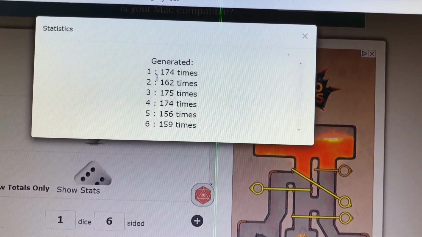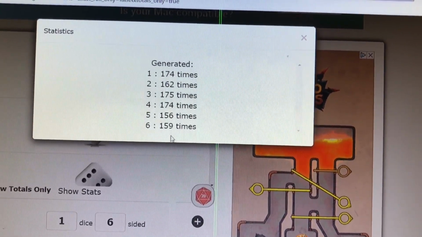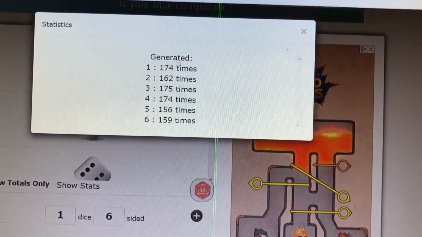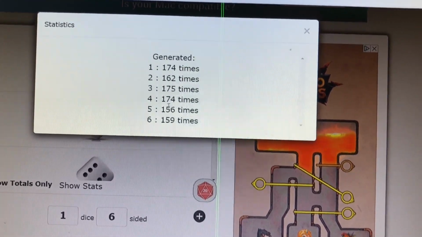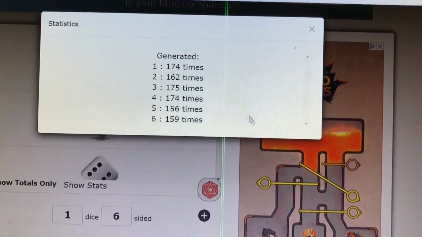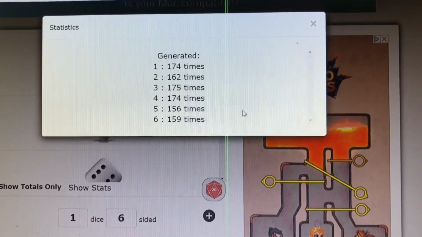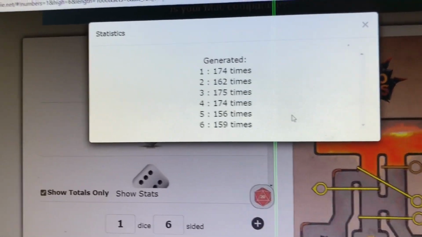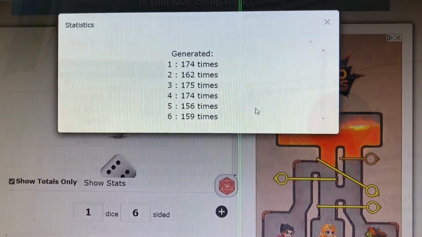Now, let's have a look. Wow, it's actually pretty close. All of these numbers are not too far from 166. A few are a little bit under and a few are a little bit over. I conclude, therefore, that this die and this die generating website has used a fair die.